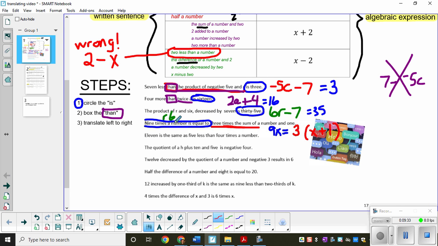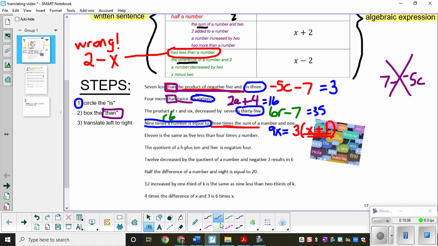So 9 times a number, so 9x, is equal to 3 times the sum, so 3 times, and then the sum has to go in parentheses. And you might remember from PEMDAS that anything that happens in parentheses goes first. So if we have 3 times the sum of a number and 1, the sum of the number and 1 happens first, and then 3 times that answer is on the outside. Okay? All right, let me see if I can move that over just a little bit. There we go. All right, cool.